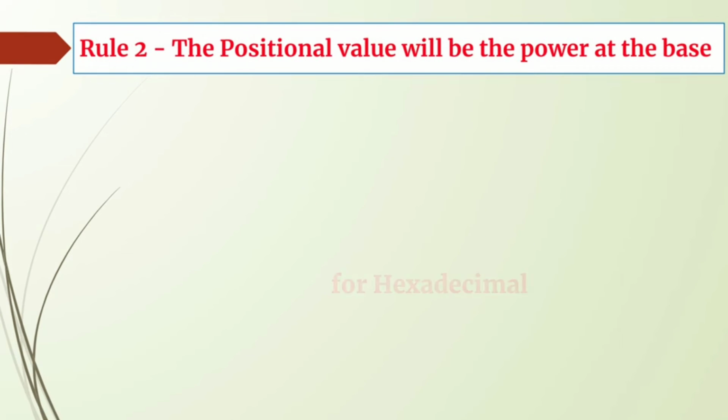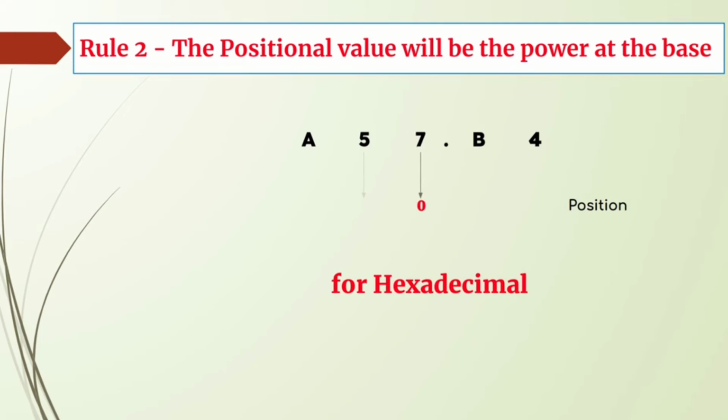We will take another example, of a hexadecimal number, and the hexadecimal number is A57.B4. At first we will set the positional values of the left portion of the decimal point, and finally we will set the positional values of the right portion. For digit 7 we can set the positional value 0, for 5 the positional value will be 1, and for A the positional value will be 2. Now we will move on to the right portion, and for digit B we can write -1. -1 is the positional value of B, and -2 is the positional value of the digit 4.